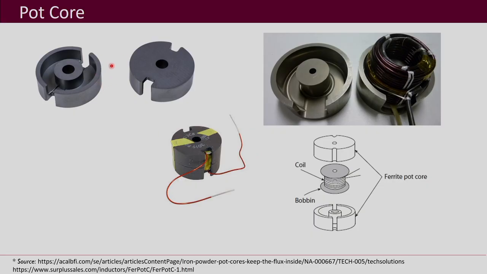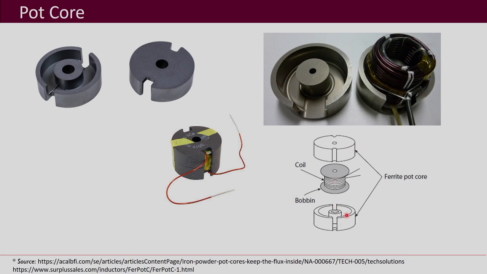So this is your toroidal core, and it's very much used for making chokes, especially for EMI purposes. Then next, this is the pot core. It looks like the shape of a pot, so that's why this name is given. Now this has got two parts in it. You can see here, this is one part of the pot core, and on top of it goes this other part. And here what is shown is how the conductors are wound on it.